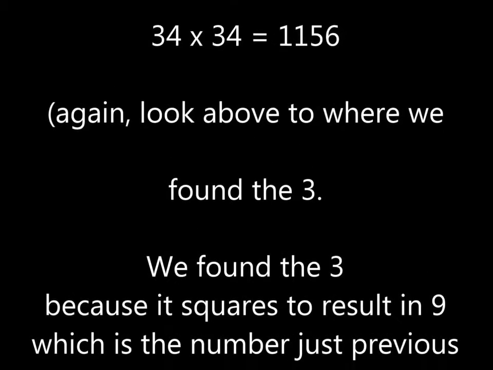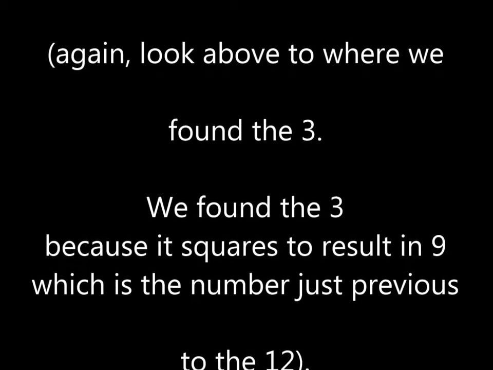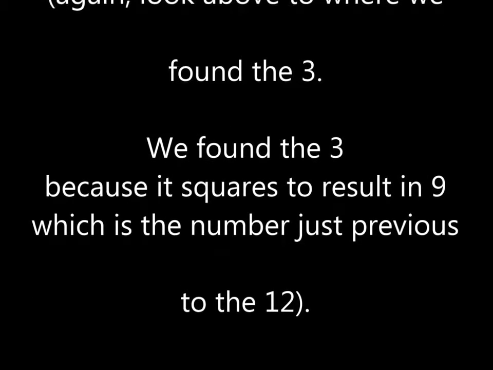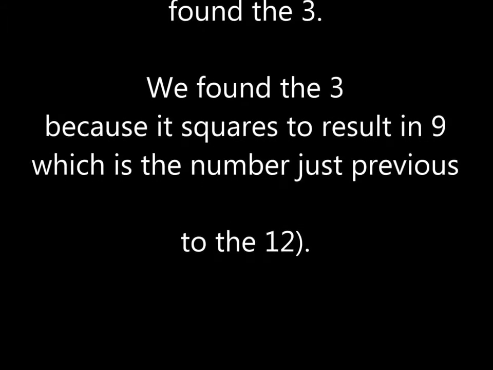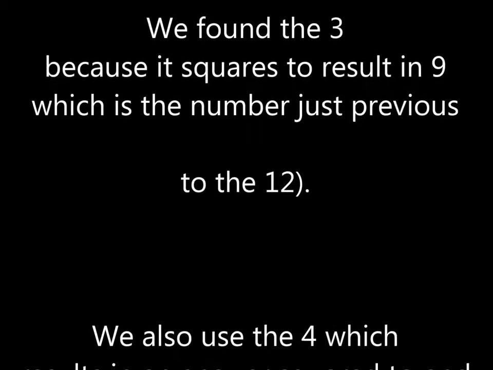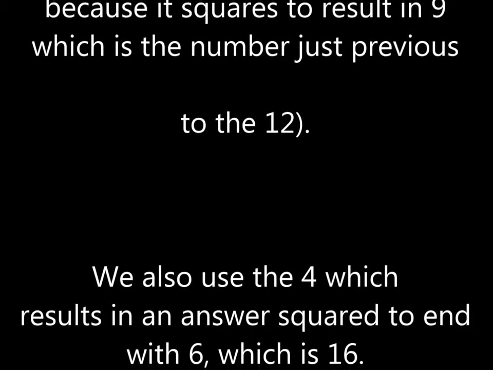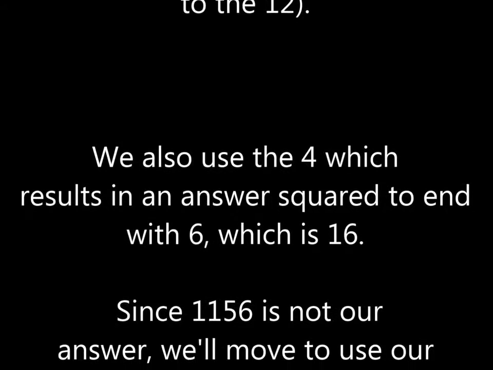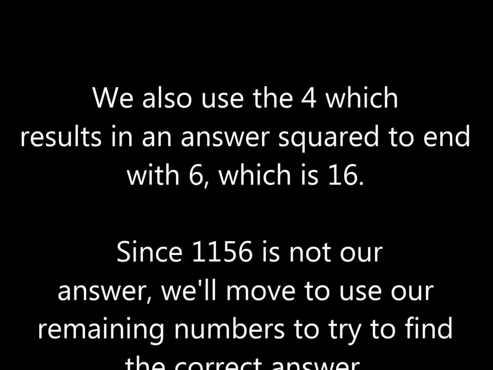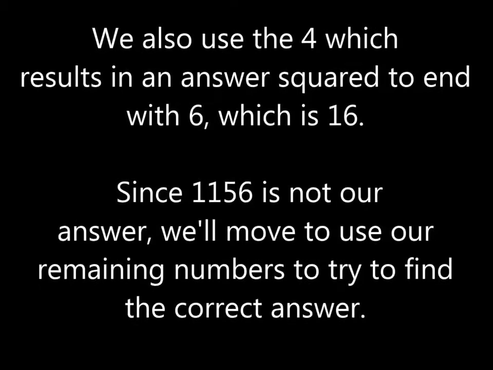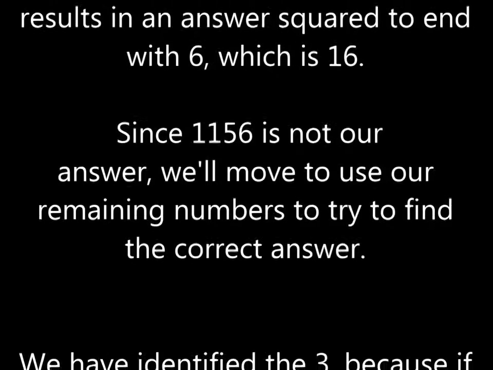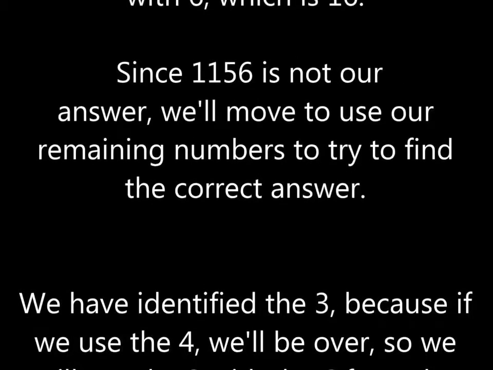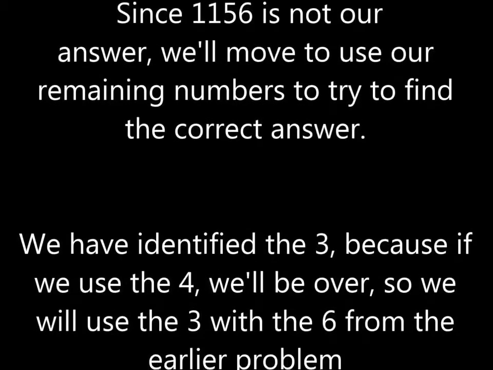Now, since 1,156 is not our answer, we'll move to use our remaining numbers to try to find the correct answer. So now we've identified the 3, because if we use the 4, we'll be over, so we'll use the 3 with the 6 from the earlier problem, which is 36 times 36, and that equals 1,296. Now I know that all looks a little confusing, so let's take it a little easier.